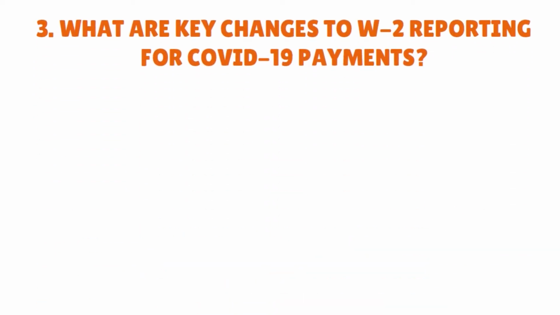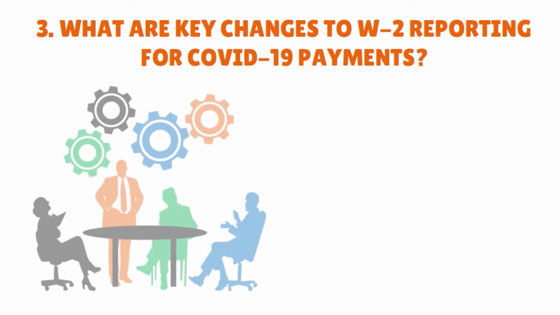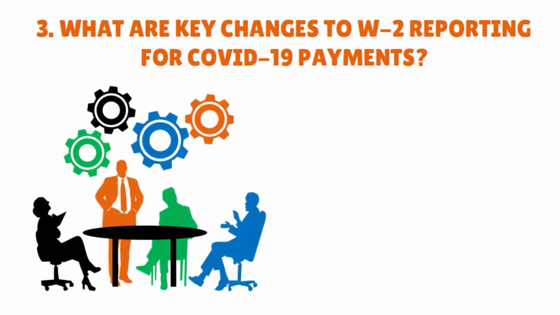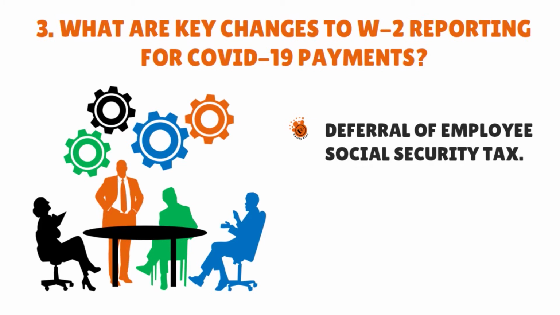So I was talking to you earlier about the impact of the pandemic on W-2 transmittal forms. What are the key changes to W-2 reporting for COVID-19 payments? There are two 2020 COVID-19 relief measures that affect employee wages and salaries, which must be reported on W-2 forms for the year 2020. You have deferral of employee Social Security tax, and then you have paid sick leave and family leave.